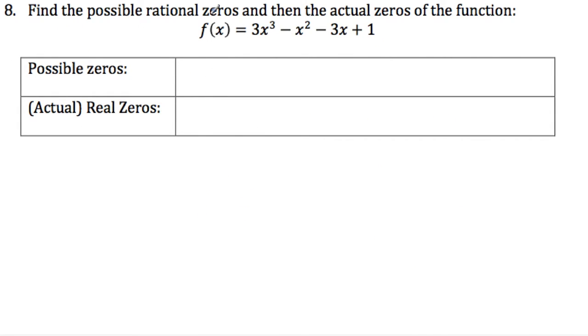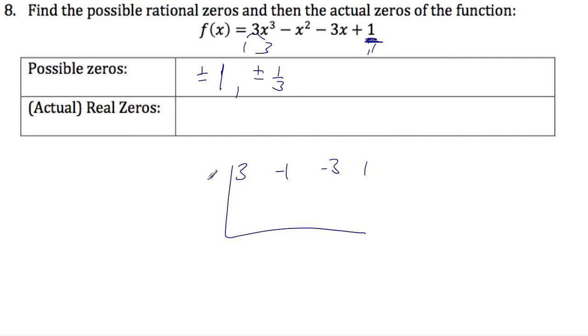All right, so same thing here. We're going to take the possible values, the factors of here, which are, again, just 1, and the factors here, which are 1 and 3. So we get plus or minus 1 over 1, which is 1, and plus or minus 1 over 3. So that's actually not bad. So we'll synthetically divide here. So we get 3, negative 1, negative 3, 1.